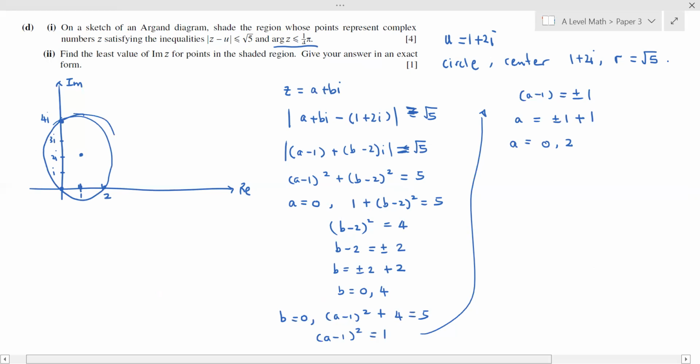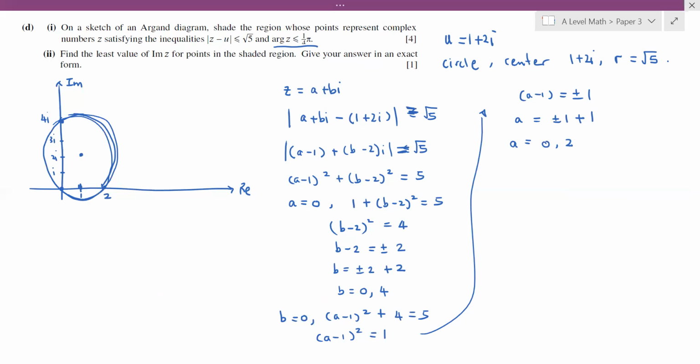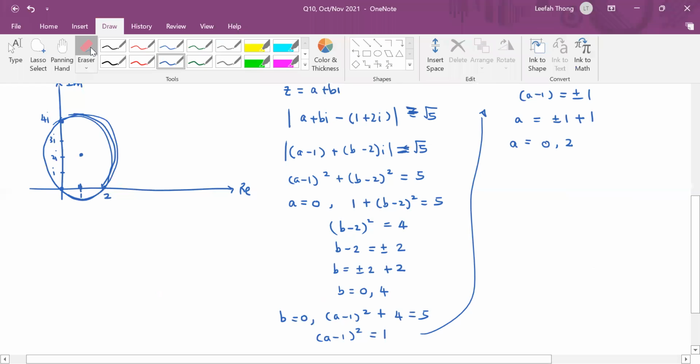Yeah, doesn't look much like a circle. So that is the circle that we have. That sucks here.